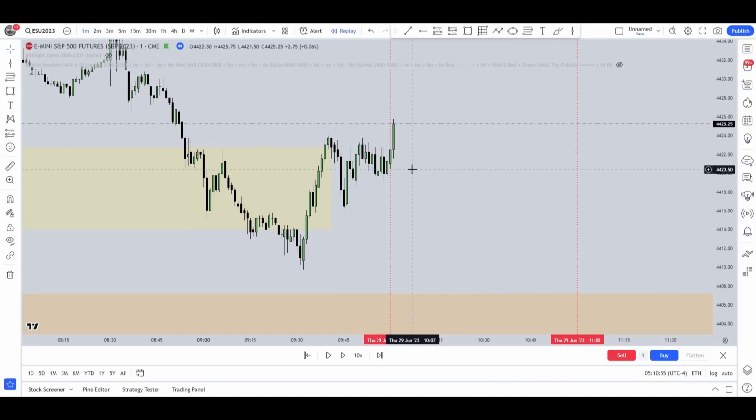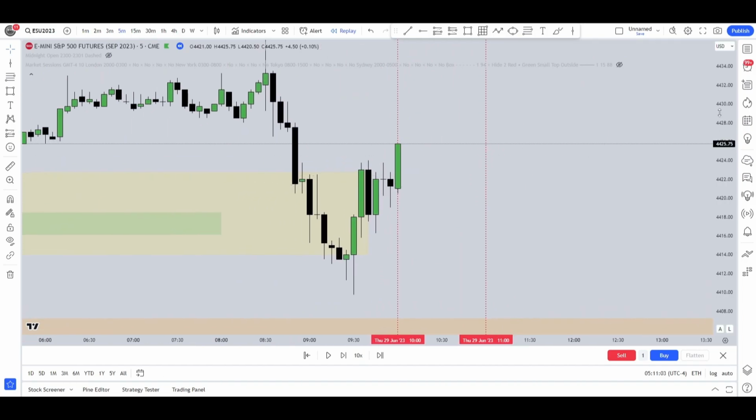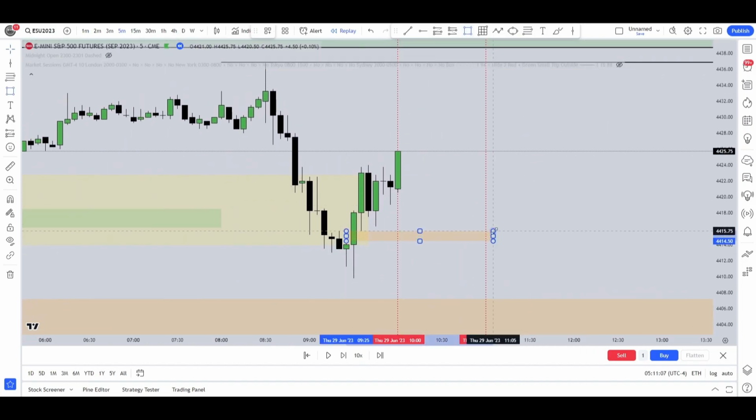So what I will ideally look to do here is go for longs if we see a good setup. And what I saw was that if you look at the higher time frames, we had a 5-minute fair value gap down here that we can target.